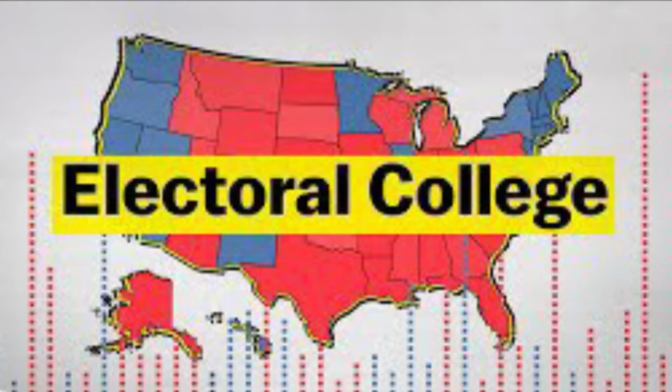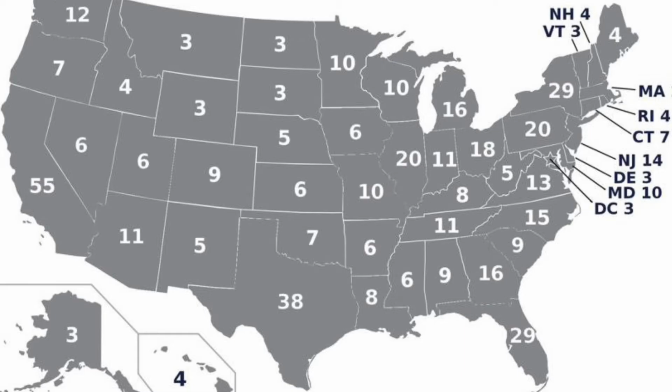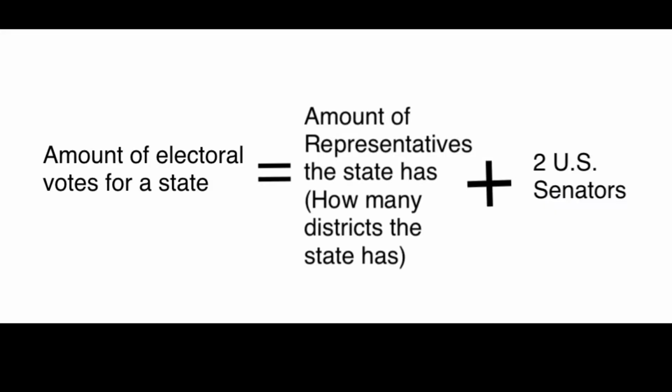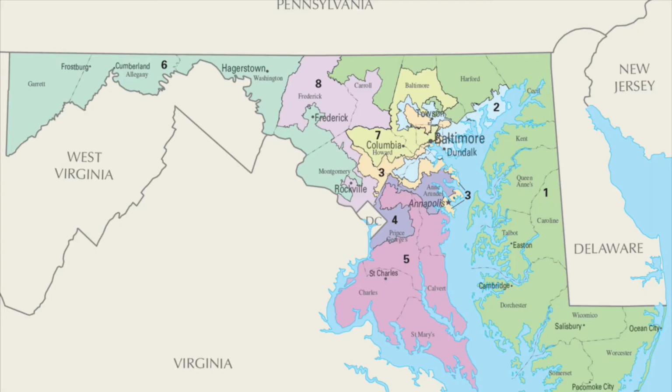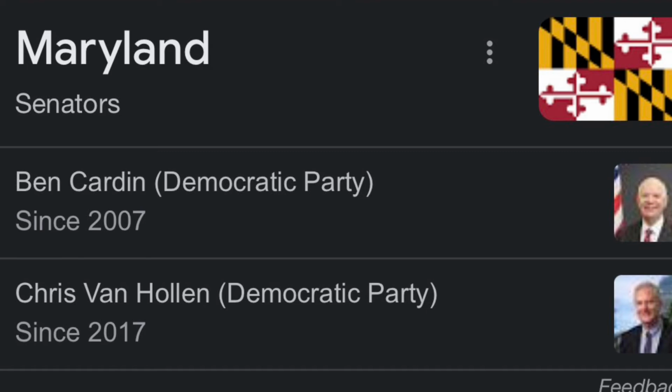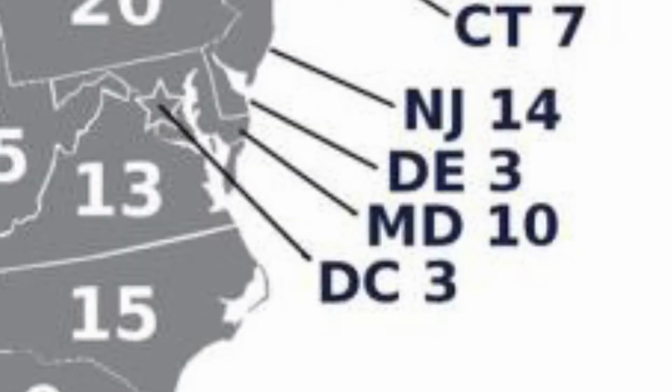Like I said, the Electoral College is how the United States elects their president. How it works is that each state gets a specific amount of electoral votes based on how many representatives a state has, which is one for each district the state has, plus the state's 2 U.S. senators. For example, Maryland, which has 8 representatives since it has 8 districts, and Maryland also has its 2 U.S. senators. So take the 8 representatives that Maryland has, plus Maryland's 2 U.S. senators, add them together, and that gives Maryland 10 electoral votes.